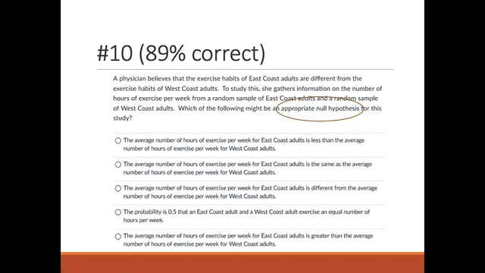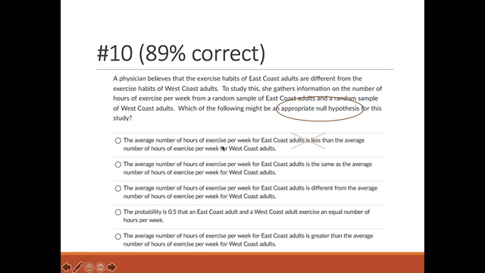A null hypothesis is always an equation. We're assuming that there is, if you will, no difference. We are looking for evidence of a difference between East and West Coast habits. That means the null hypothesis would be that we don't believe there's a difference between the hours of exercise on average between East and West Coast adults. Again, it's a two-sample situation. It's quantitative data, so we have to be looking at means. We have to be talking about averages. So this can't be the correct answer, the first one.